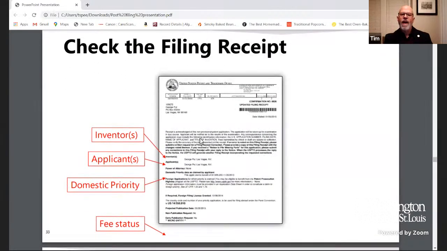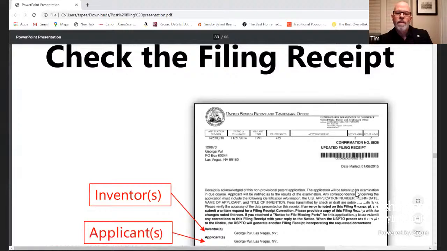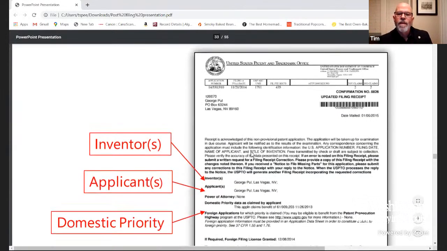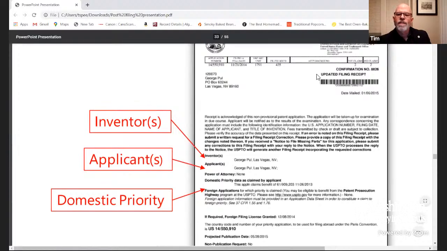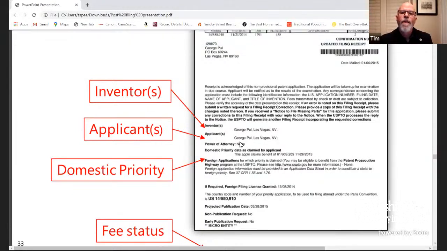So once you've filed your application, you'll get back what's called a filing receipt. This is an example. I don't think I can make this any bigger, unfortunately. Just to blow it up a little bit. So this sets forth a lot of information when you get your filing receipt. It tells us who are listed as the inventors, and who the applicant is, because sometimes the inventors don't have to be the applicants. They can have given their rights in their invention to a company, and the company can file the application on their behalf.